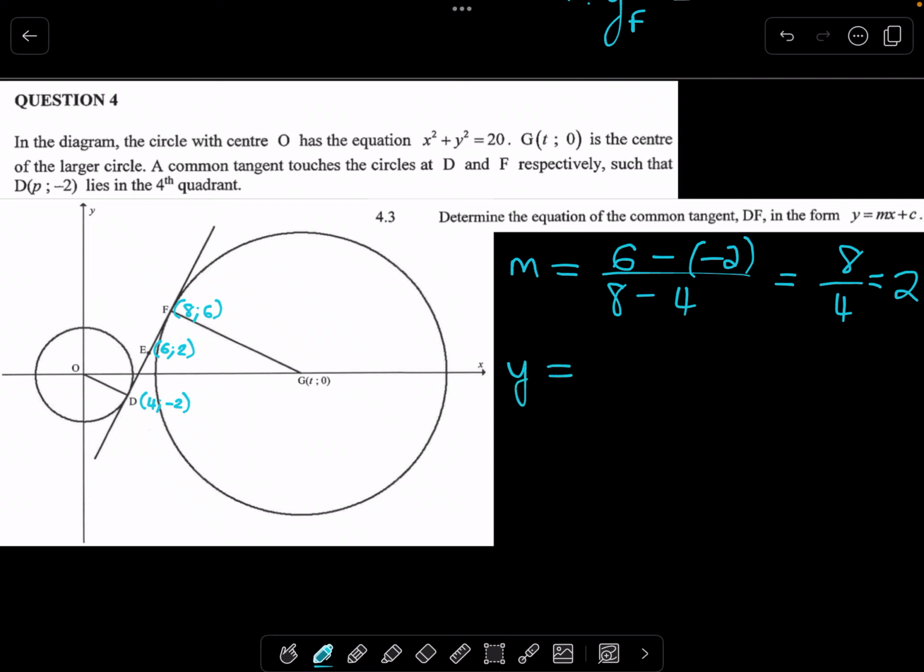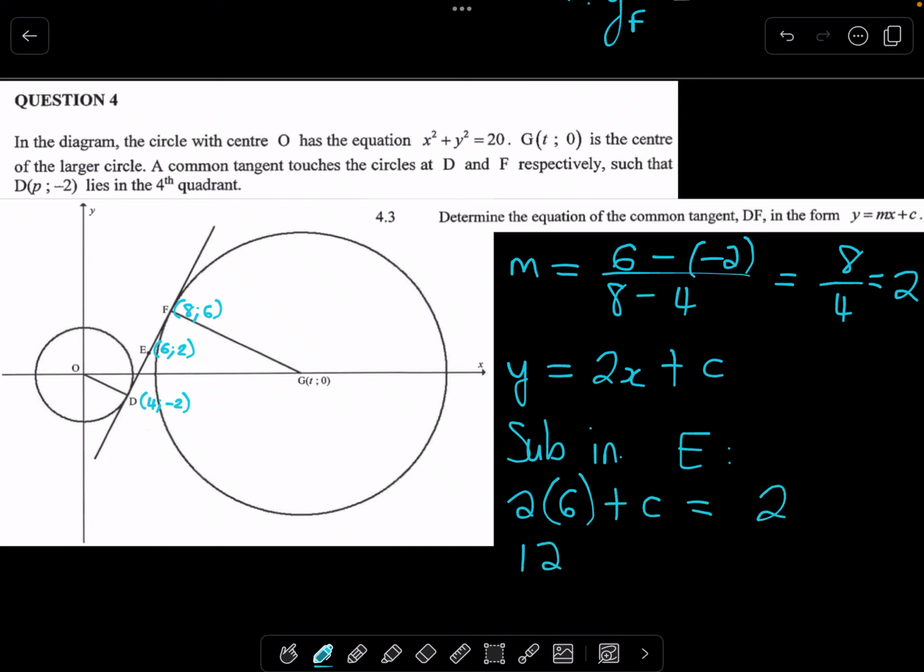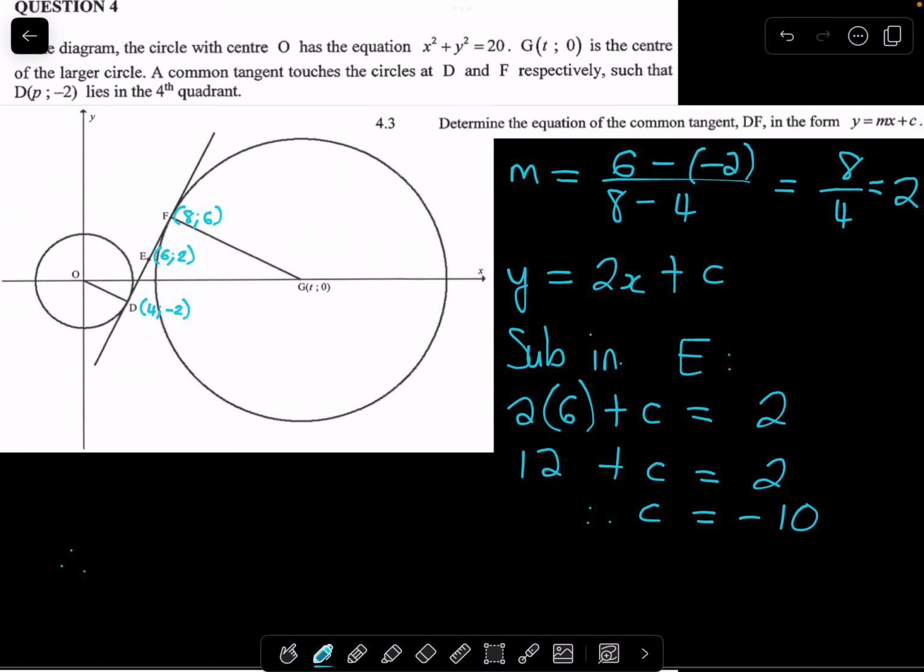So the equation is of this form. And then to find the c, we can sub in any of the points. Let's sub in E, just for laugh's sake. So 2 times 6 plus c must give me 2. So 12 plus c must give me 2. So c is equal to negative 10. So in conclusion, our equation is y is equal to 2x minus 10.